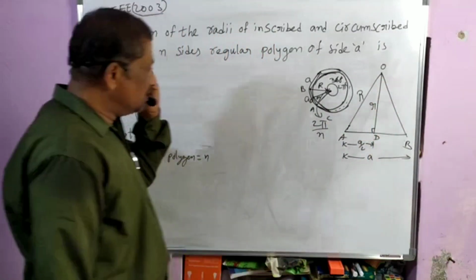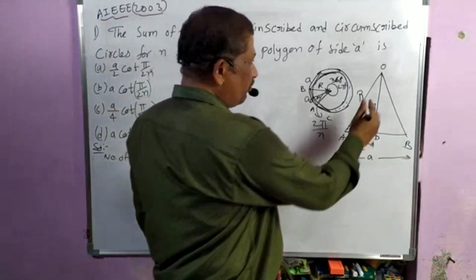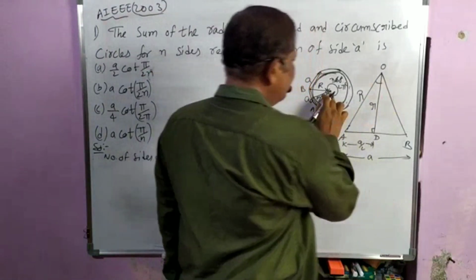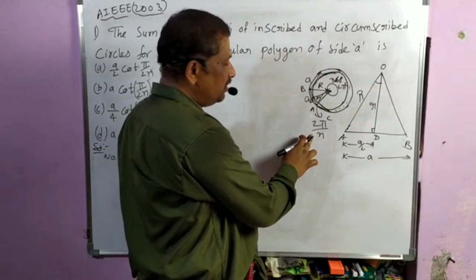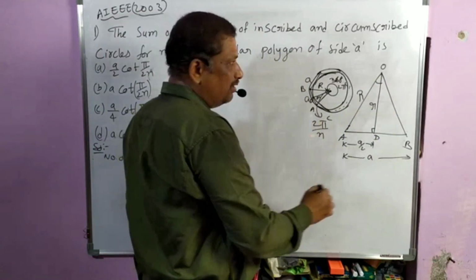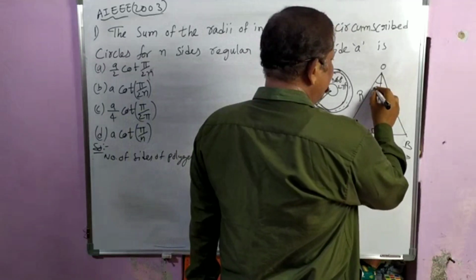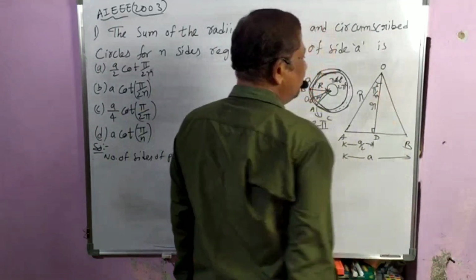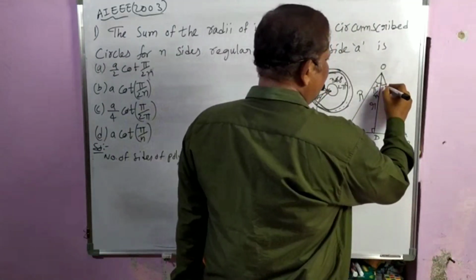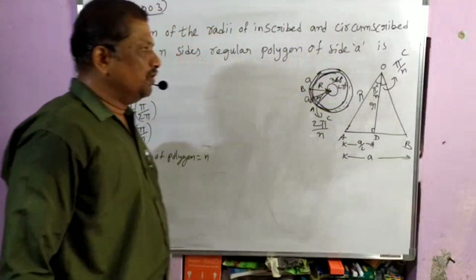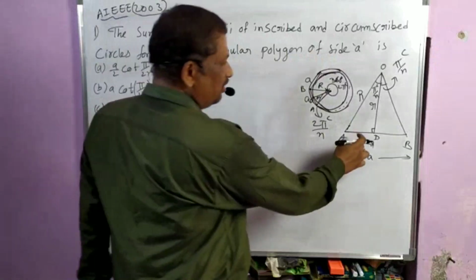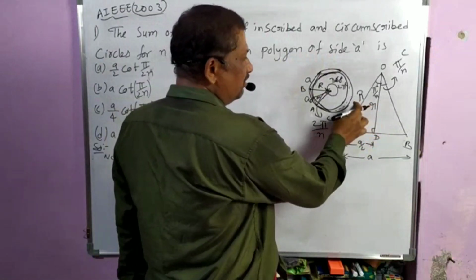Now you see in this triangle, this angle is half of 2 pi radians by n. Half of this angle is divided by 2, so it becomes pi by n. So this angle becomes pi by n radians. This angle also is the same, pi by n radians. So now in that triangle it is a right angle, with opposite side, adjacent side, and hypotenuse.